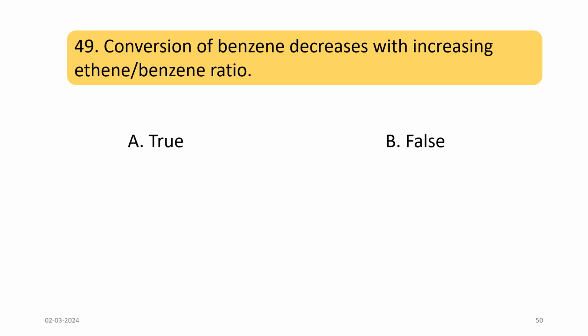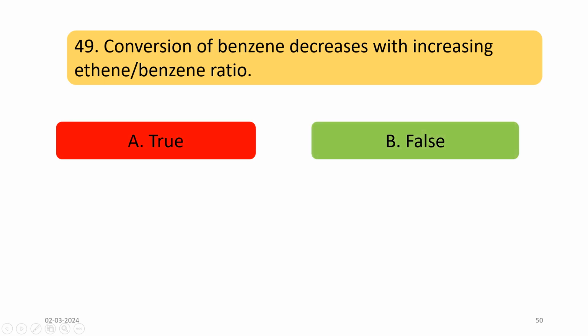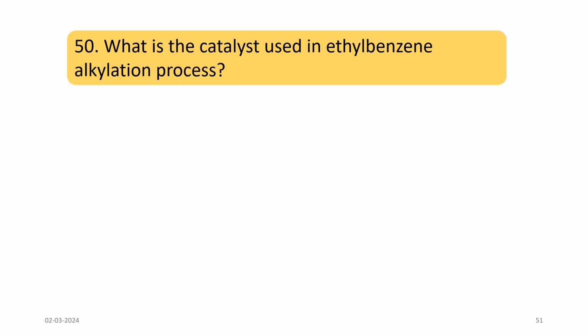Next question is the conversion of benzene decreases with increasing ethene to benzene ratio. Is it true or false? It is false, because benzene will convert if we increase the ratio of ethene to benzene. That means more and more ethene will be added to benzene and benzene will be converted. So conversion of benzene will increase. So here it is false.